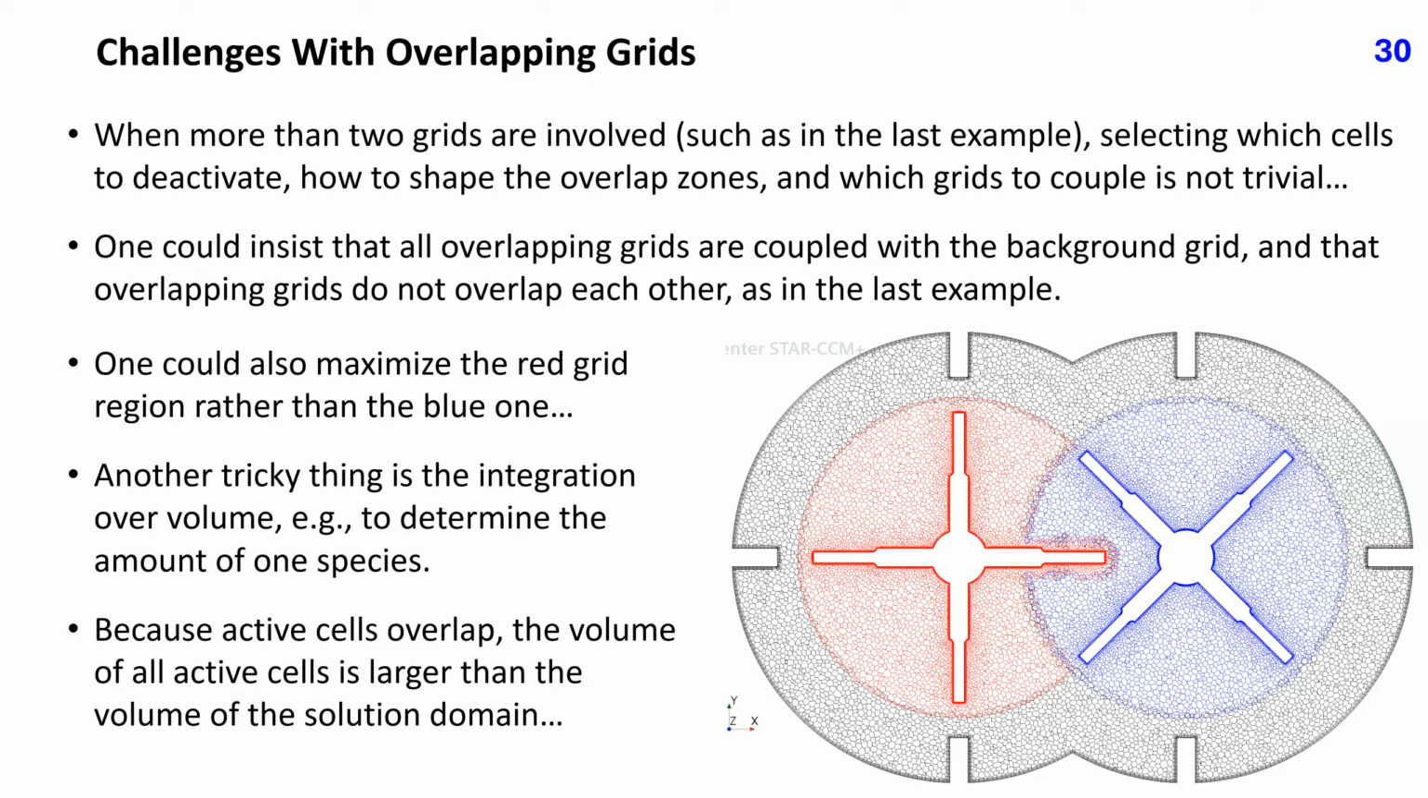For example, one could insist that all overlapping grids are coupled only with the background grid, and that overlapping grids do not overlap each other, as was the case in the last example. One could also maximize the red grid region rather than the blue, or deactivate all cells in overlapping grids which are further from walls than a prescribed distance. Another tricky thing is the integration of a volume, for example, to determine the amount of one species. Because active cells overlap, the volume of all active cells is larger than the volume of the solution domain.